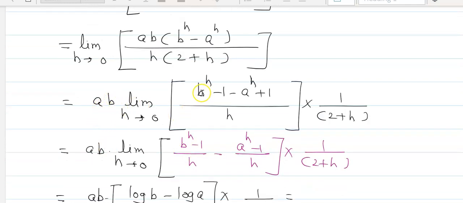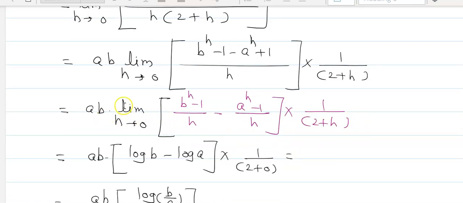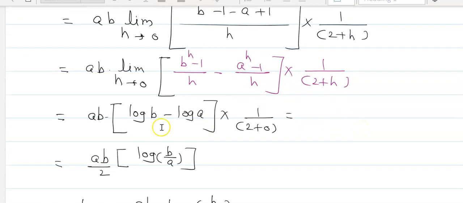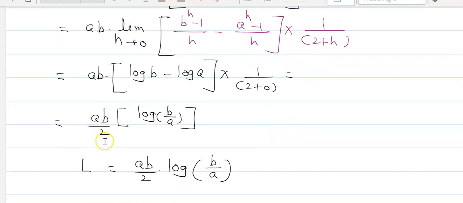Limit h tends to 0, b raised to h minus 1 minus a raised to h minus 1, upon h, into 1 upon 2 plus h. The limit h tends to 0, b raised to h minus 1 upon h minus a raised to h minus 1 upon h, into 1 upon 2 plus h. Therefore, ab, log of b minus log of a, into 1 upon 2 plus 0. Therefore, ab upon 2 log of b upon a. Therefore, L is equal to ab upon 2 log of b upon a.